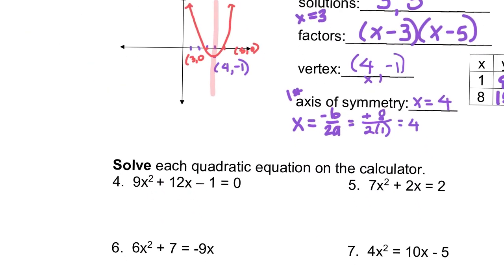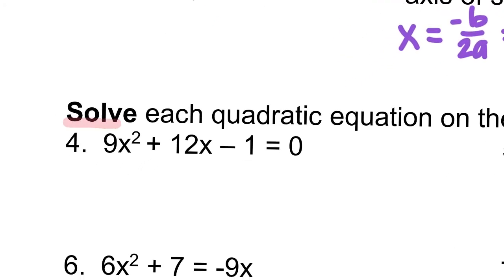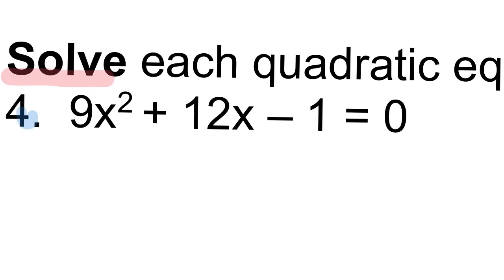Let's look at number 4. It says solve each quadratic equation. When it says solve, it means to find the x-intercepts. So you'll do that by going to your calculator and putting this equation into y equals. Into the second equation, remember to put y equals 0 and use the second trace intersect to find the zeros, solutions, or x-intercepts. Pause the video here and try number 4 on your own.